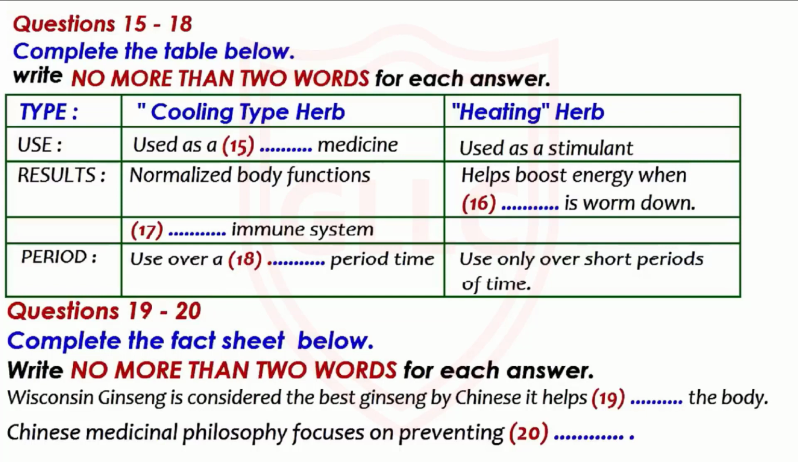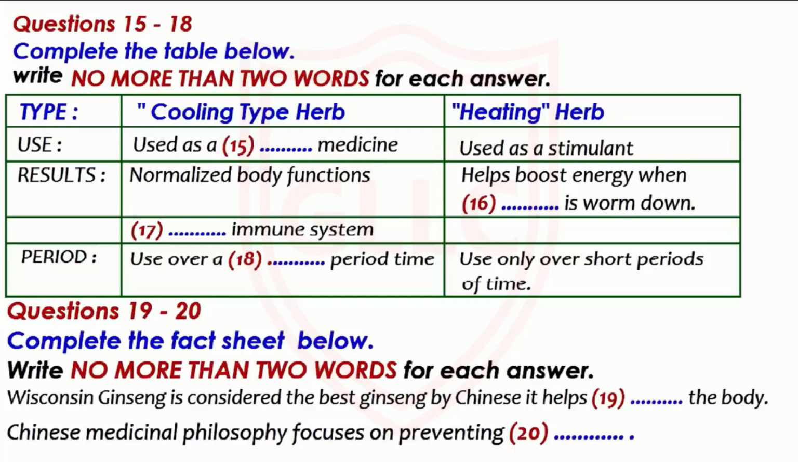Wisconsin ginseng is considered a cooling type herb, and Korean or Chinese ginseng are considered heating type herbs. As a cooling herb, Wisconsin ginseng is used as a preventative medicine. Here in the United States, Wisconsin ginseng is considered an adaptogen. As an adaptogen, Wisconsin ginseng acts to normalize body functions and strengthen the immune system and other systems in the body. Over a longer period of time, it builds up energy and maintains the body at a higher level, acting to reduce stress and fatigue.